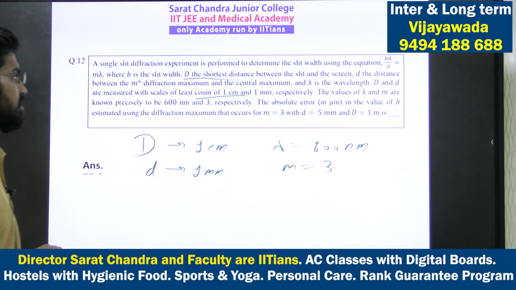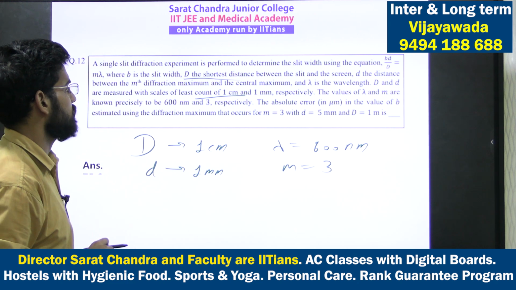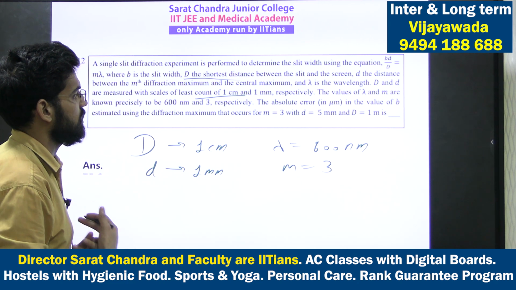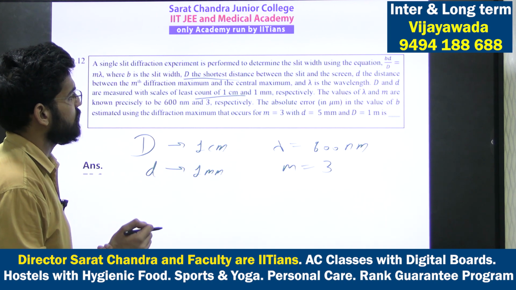Absolute error in the value of b estimated using the diffraction maximum that occurs for m equal to 3, and d equal to this and capital D equal to this. The b value has an absolute error that you have to get.